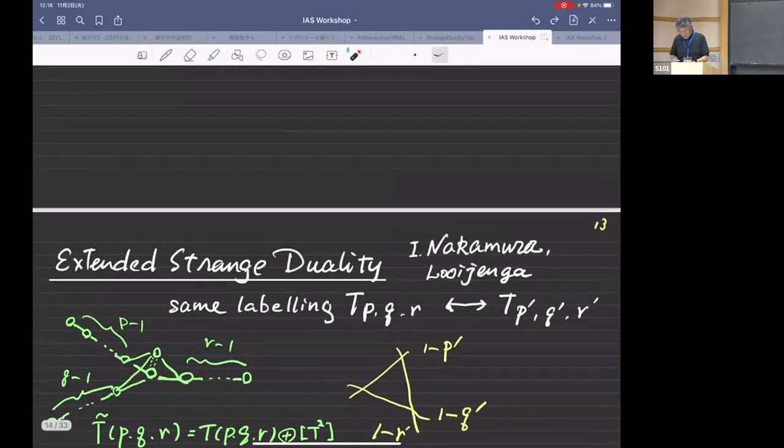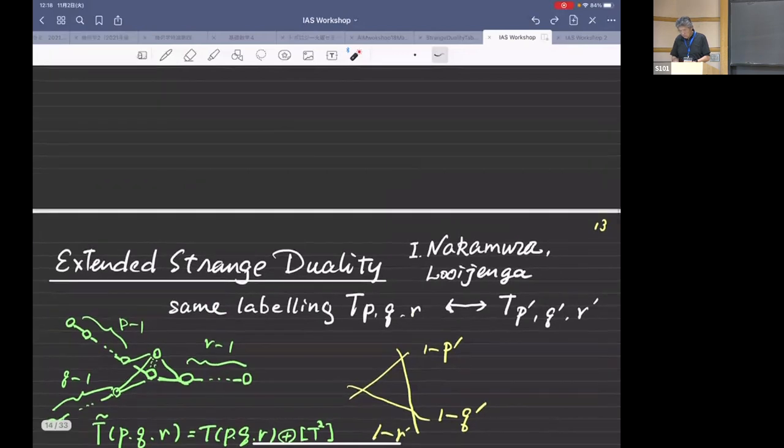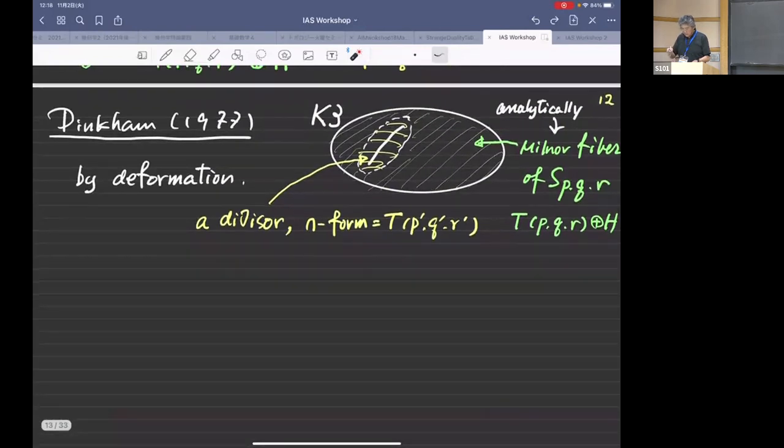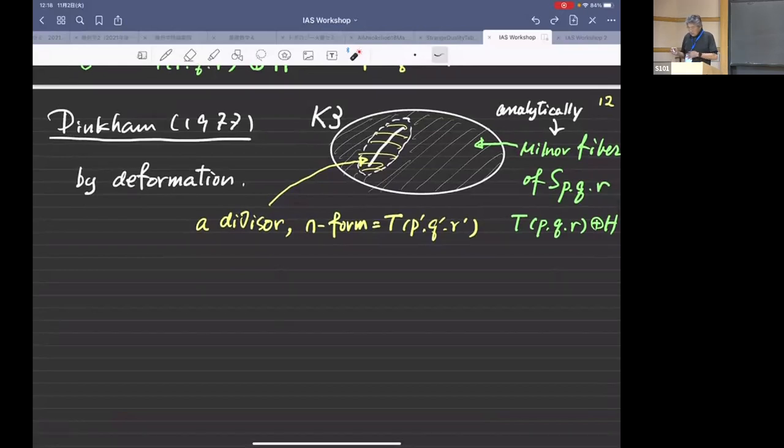And it was found by Nakamura and Looijenga. These people also found the deformation from the cusp surface to K3 surfaces. And if I come back to Pinkham's theorem on the not extended strange duality, what he proved is that, as I showed in the case of the 4-4-4 singularity, for strange duality for exceptional singularities, you can embed its Milnor fiber in a K3 surface, and you can find a complementary divisor.